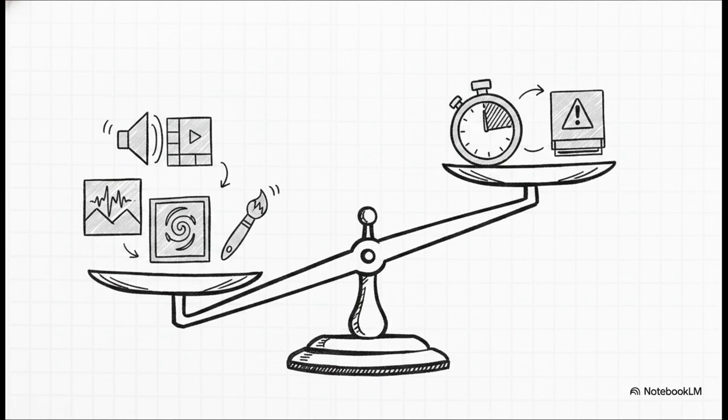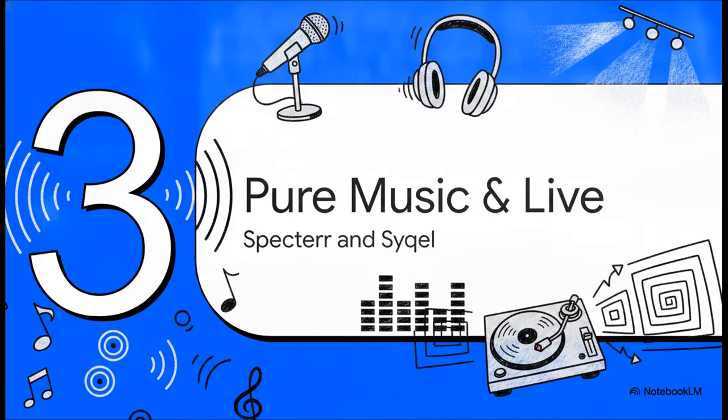But we do have to point out the trade-off. You get this incredible all-in-one ecosystem, sure, but you must deal with a 1-minute limit and watermarks if you stay on the free tier. Upgrading to a paid plan is pretty affordable though, starting at around $6.99 a month. All right, let's pivot to section 3, pure music and live specialists.